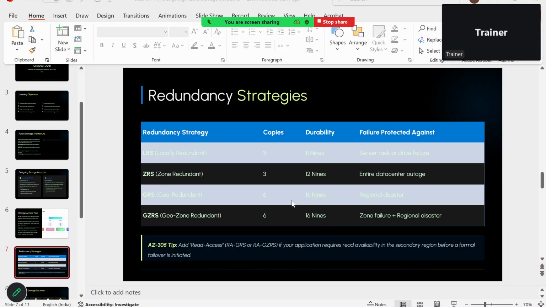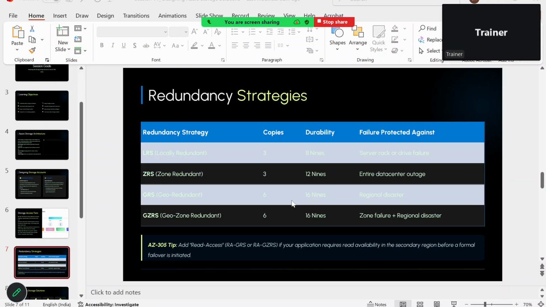Now what is the use case? It is used in development, testing, and non-critical data. And what is zone-redundant storage, which is ZRS? Azure stores copies across multiple availability zones within the same region. The architecture looks like a region with multiple zones, like zone 1, zone 2, zone 3, and so on, each with its copy.